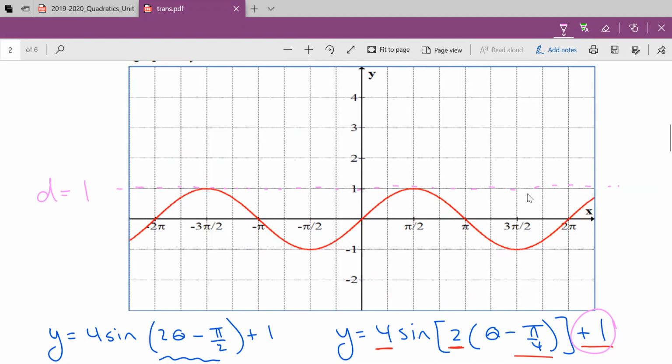Then I'm going to skip back to my A value. That's my amplitude. That tells me how much I'm going to vary from my midline. Well, that means I'm going to go up 4 from my midline. That's right at the edge of this graph that I've built for you here. That's my max of 5. I'm going to go down 4 from my midline. That puts me right at the bottom of my graph. How convenient.